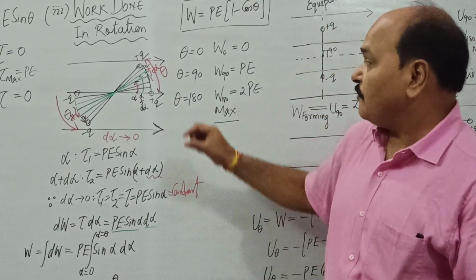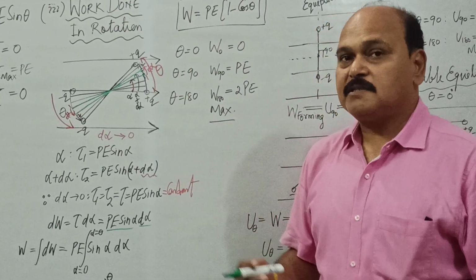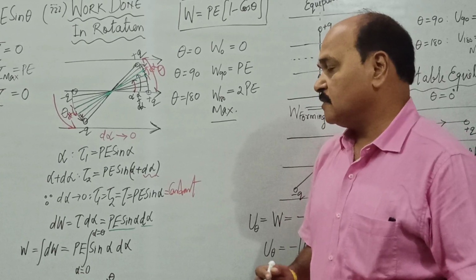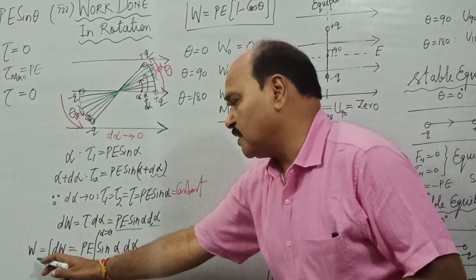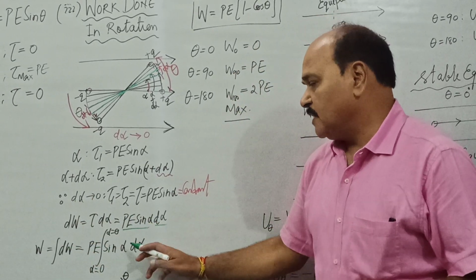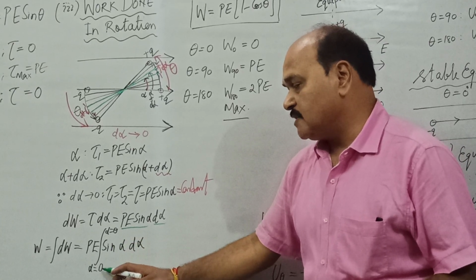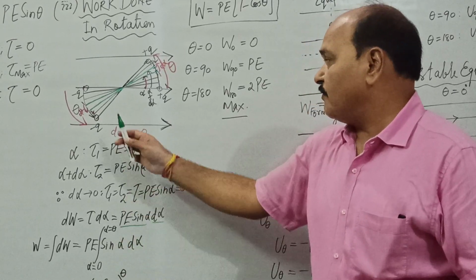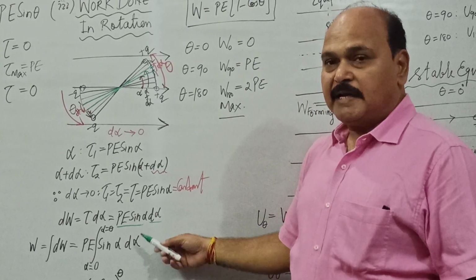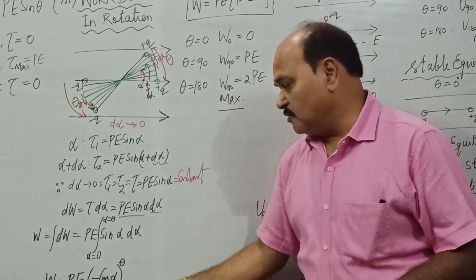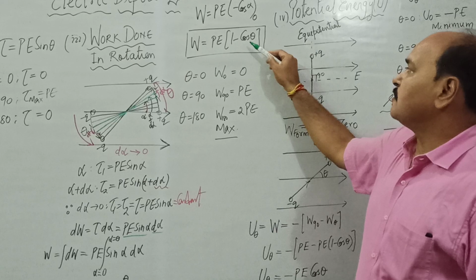If we find the work done for all d alphas and add them, we get the total work done. This addition is done with the help of the integration operator. So we integrate both sides. When we integrate dw, we get the total work done, and on the right-hand side we get the integration of Pe sin alpha d alpha, with limits alpha equal to 0 to alpha equal to theta. The integration of sin alpha d alpha is minus cos alpha, and when we solve this with limits 0 to theta, we get Pe (1 minus cos theta).